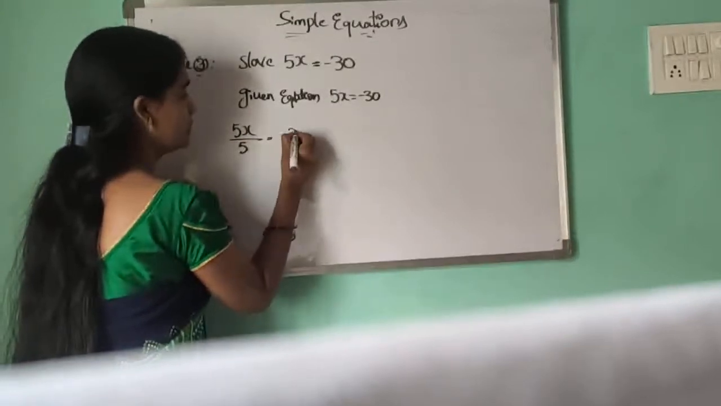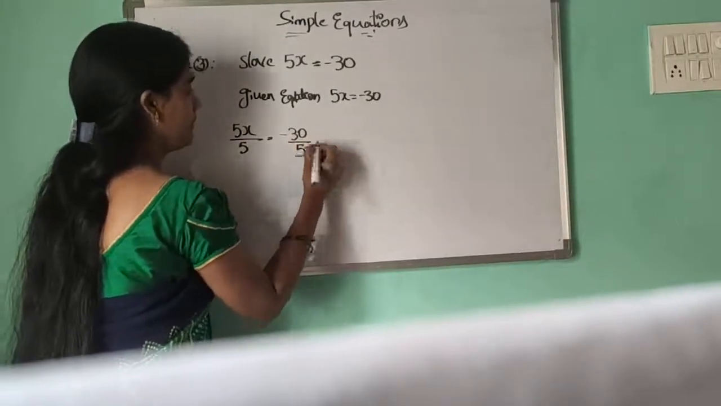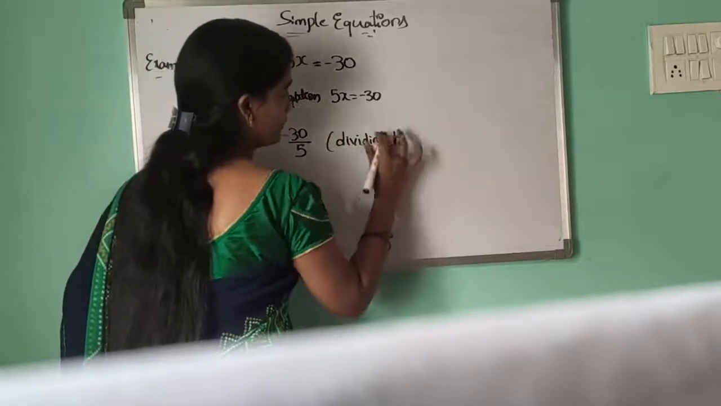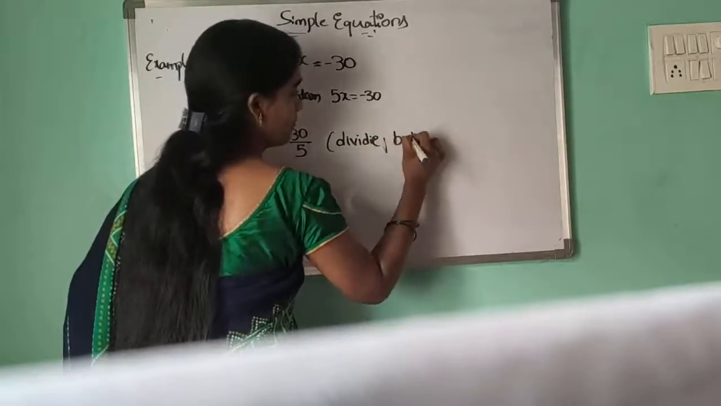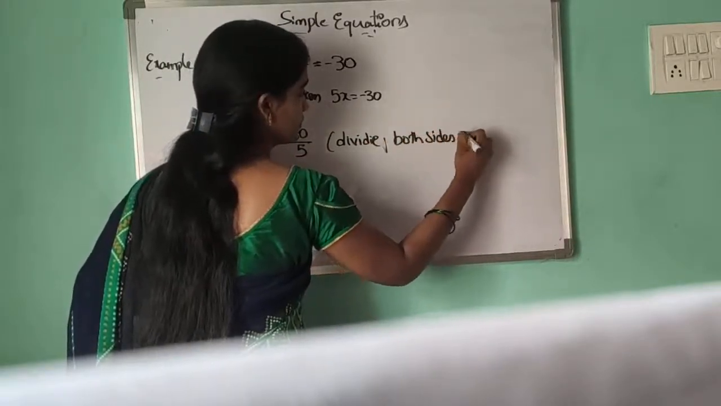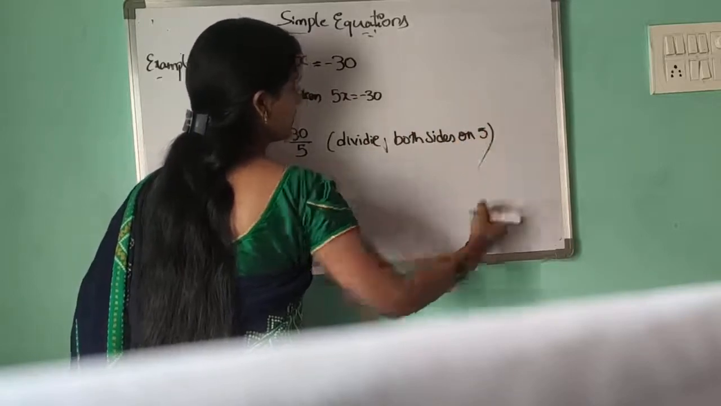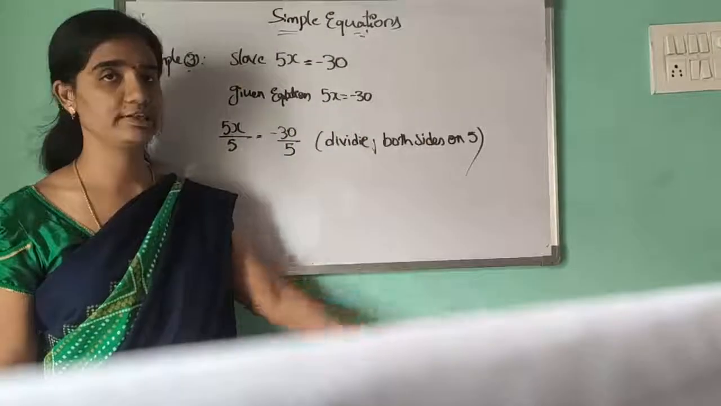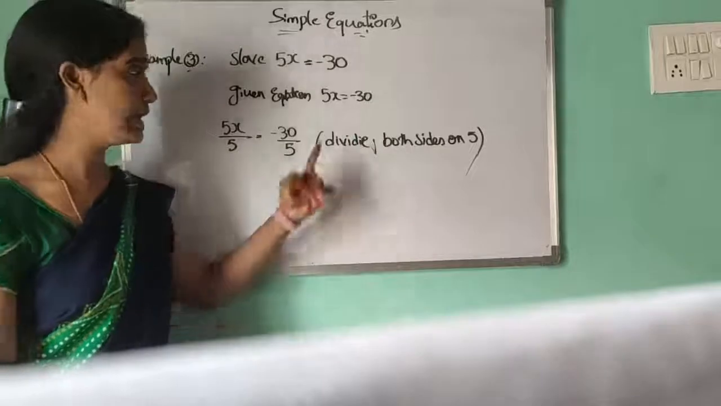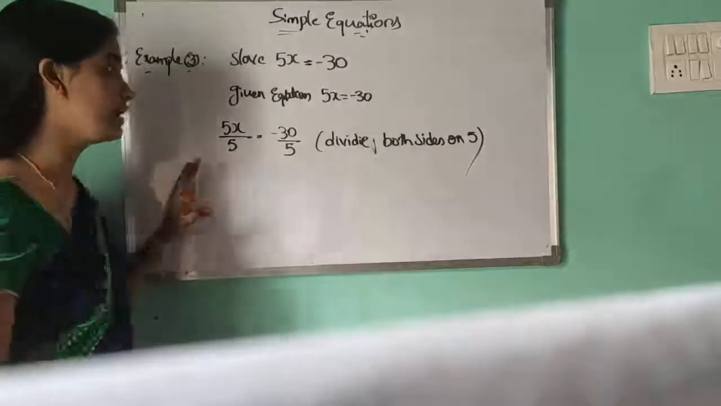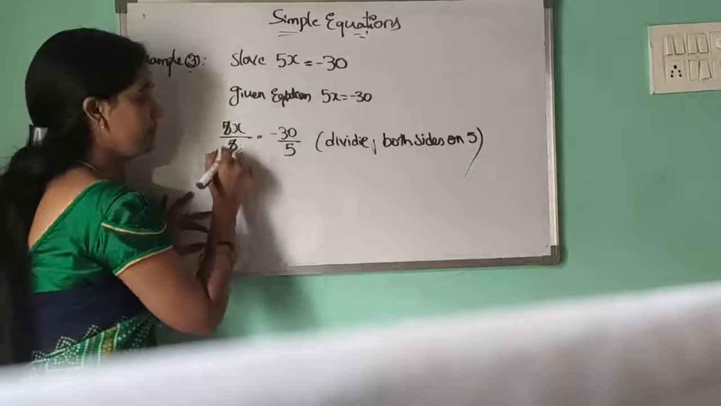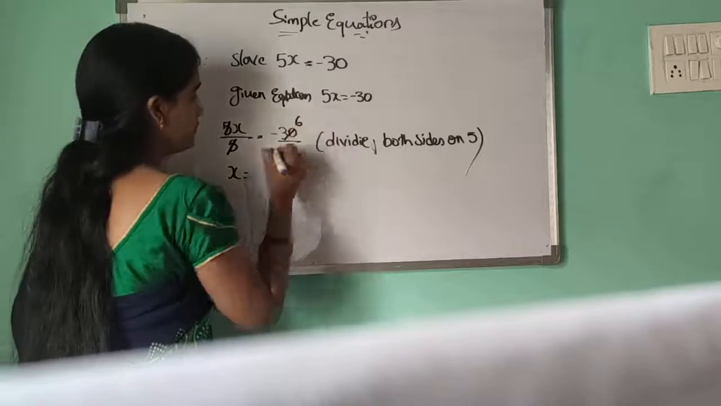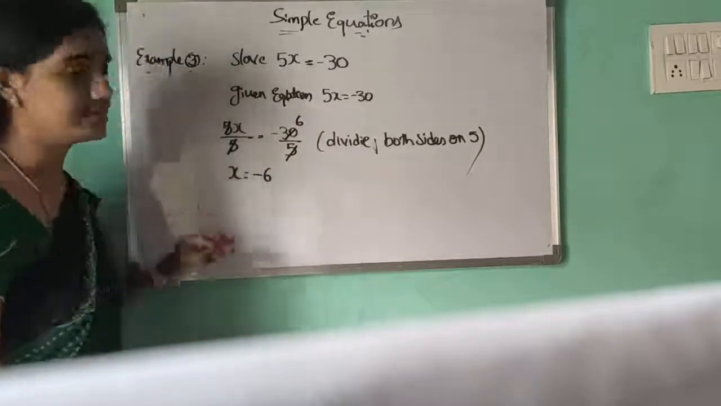If you divide 5x by 5, you must also divide the same number on the RHS. On the LHS and RHS, we divide both by the same number. So 5 by 5 cancels, and x is equal to how many times? 6 times. So the answer is minus 6.